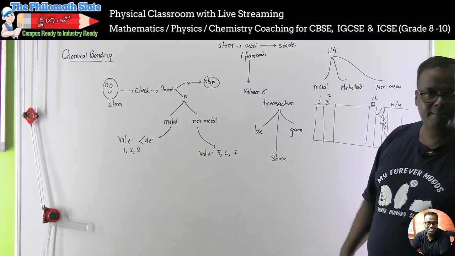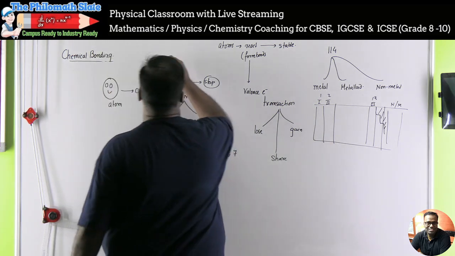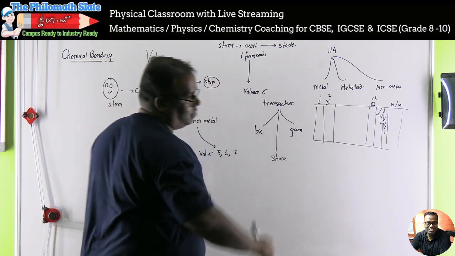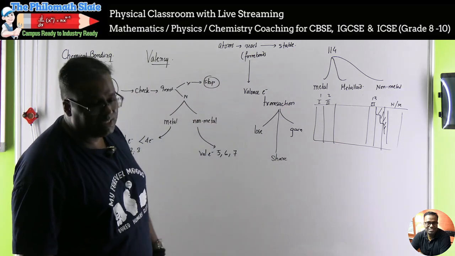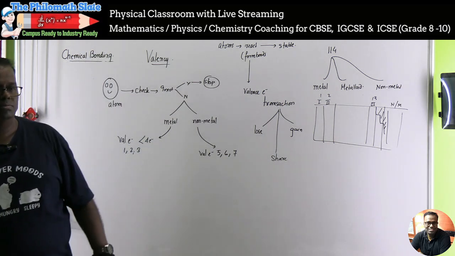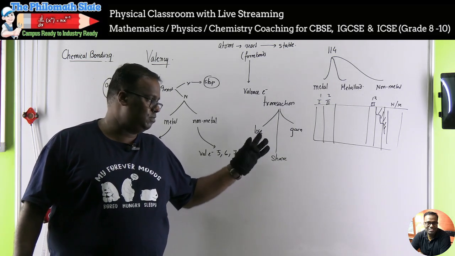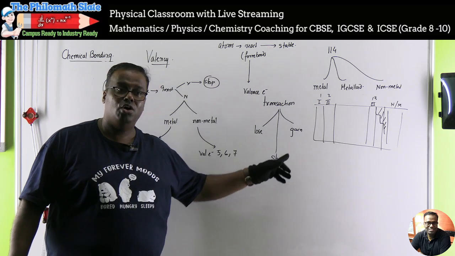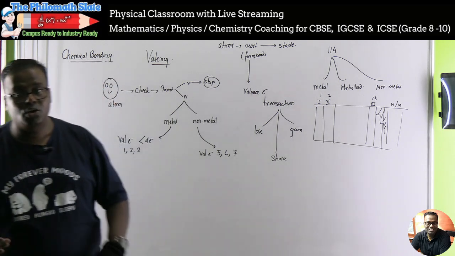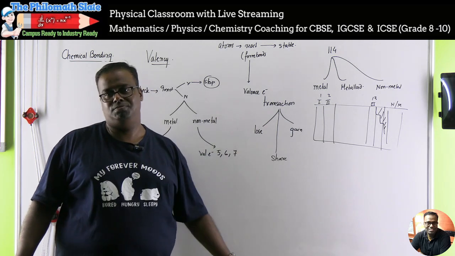Understood? And from here let us write a definition, and the term of that definition would be valency. Valency, write down. Valency is the tendency of an atom, look at my hands, tendency of an atom to lose, gain or share valence electrons in order to attain the electronic configuration of the nearest inert gas atom.